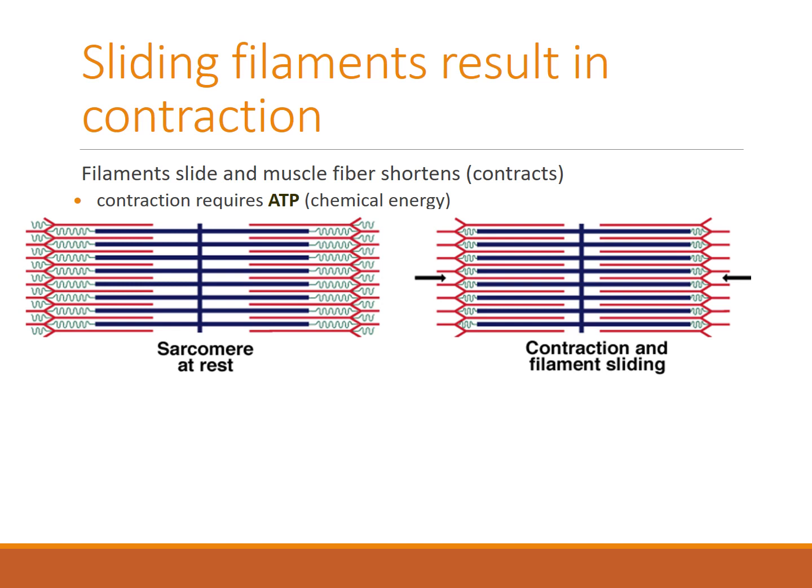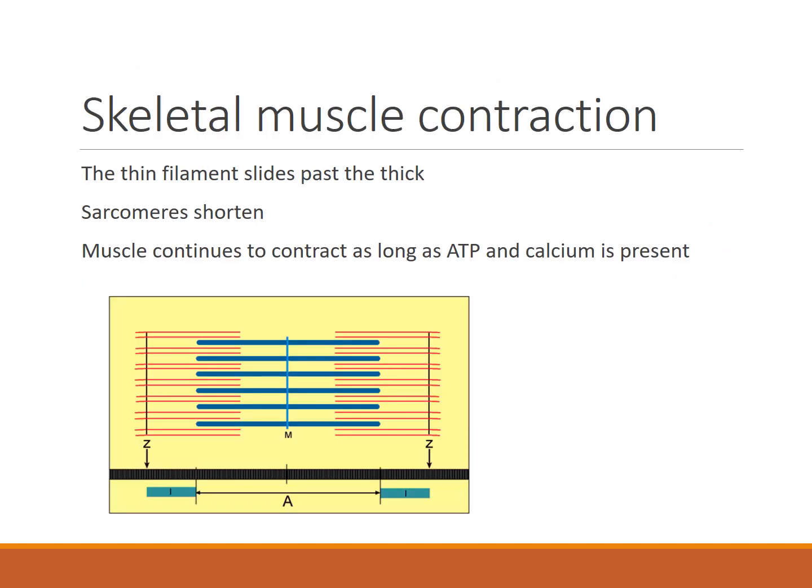And so the sarcomeres are lined up one after another. Each individual sarcomere is going to contract, and that enables a contraction of the entire muscle. This contraction requires ATP, chemical energy that's manufactured by the mitochondria. As the thin filaments slide past the thick, the sarcomere shortens. And the muscles can continue to contract as long as ATP is present, there's enough energy, and calcium is present.